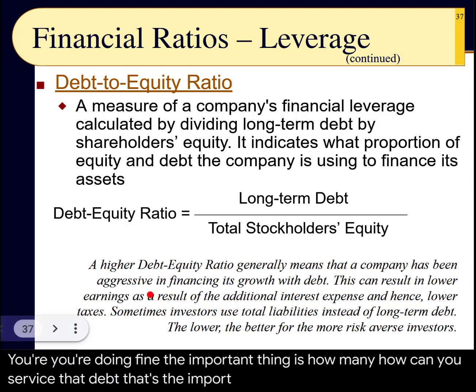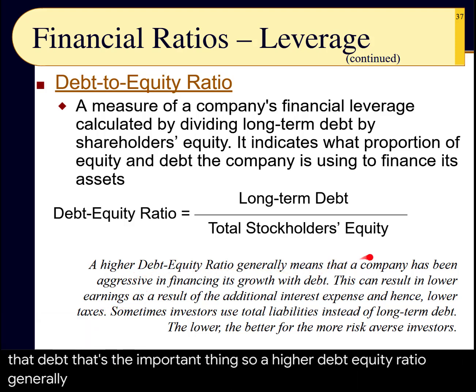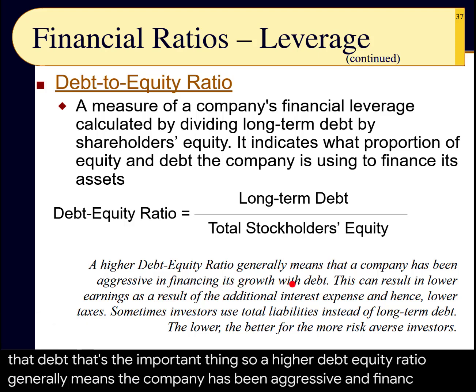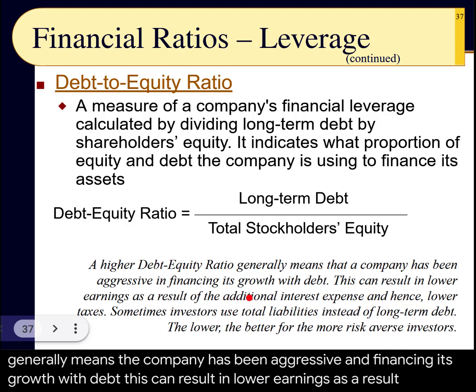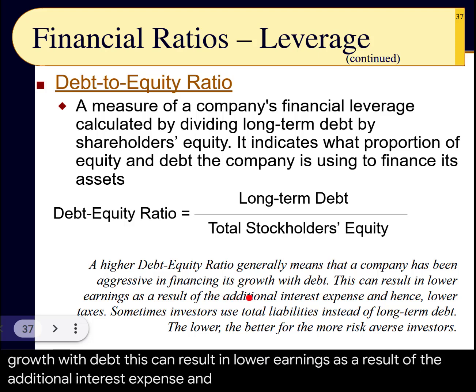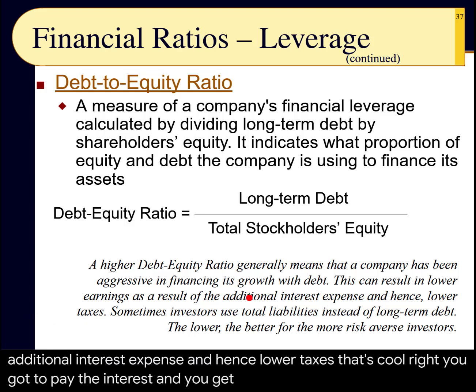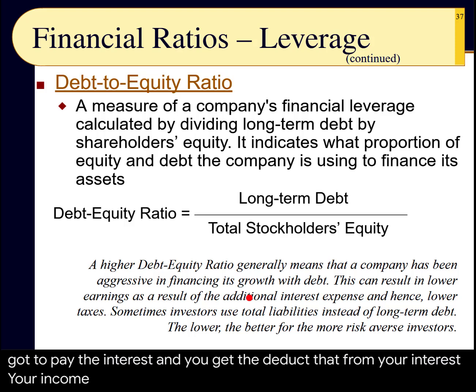That's the important thing. So a higher debt-to-equity ratio generally means the company has been aggressive in financing its growth with debt. This can result in lower earnings as a result of the additional interest expense, and hence lower taxes. Well, that's cool, right? You have to pay the interest and you get to deduct that from your income and your earnings, and then you pay fewer dollars in taxes.